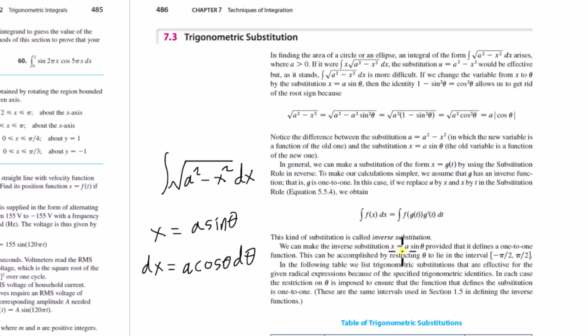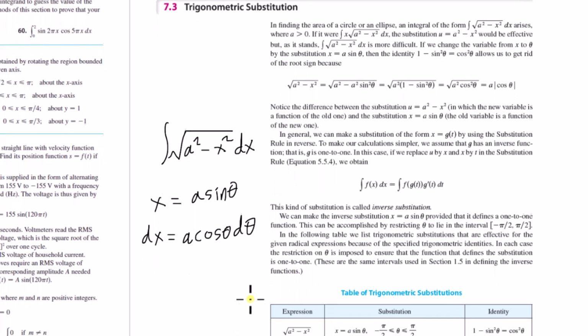which means that, so you start with x is equal to some function of theta, and then you can equivalently write theta as a function of x with no issue. And so we can do this by restricting theta to lie, the domain of theta, between minus pi over 2 to pi over 2. Kind of like with inverse trig functions. That's how we define inverse trig functions, by restricting the domain of the original trig function. In each case, the restriction on theta is imposed to ensure that the function that defines the substitution is one-to-one.